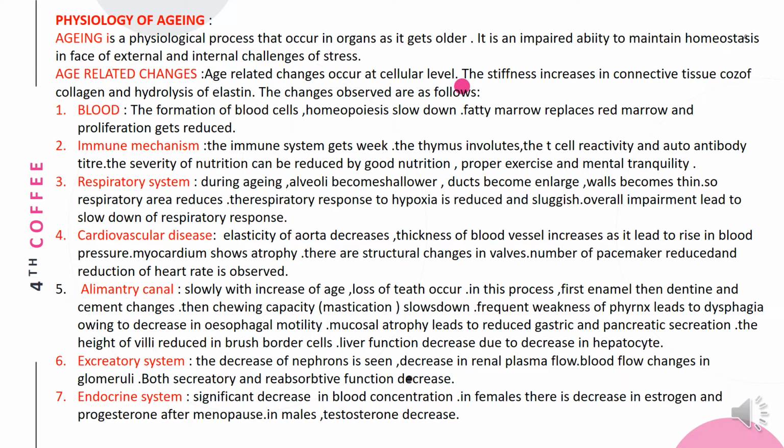The changes observed are as follows. Blood. The formation of blood cells, hemopoiesis, slows down. Fatty marrow replaces red marrow and proliferation gets reduced.